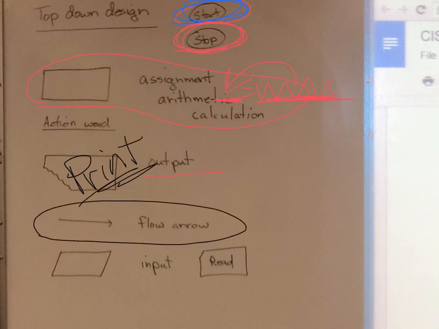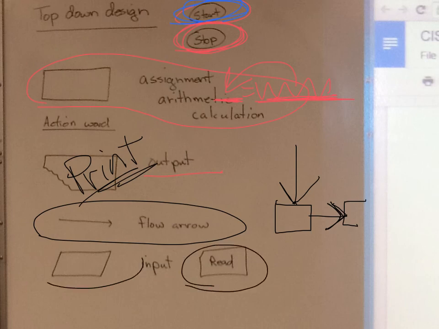We have flow arrows. They should go from box to box, down and to the right as best you can, and they should just touch the boxes. So there's no indecision on where it's going. This is a read box and this is an input box. And we'll talk more specifically about bringing data into the process. And that's it.